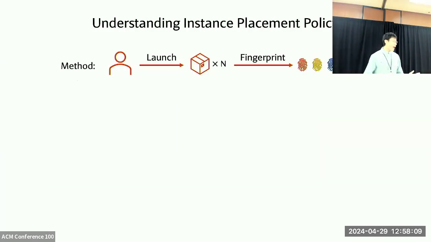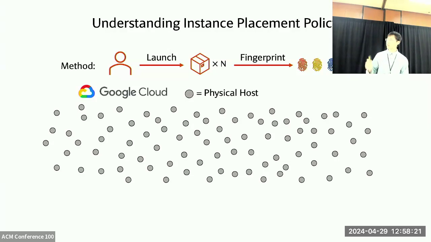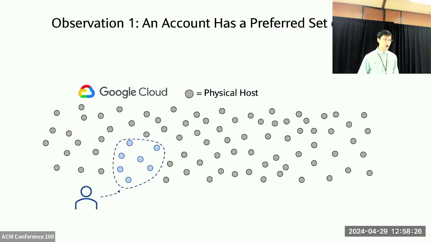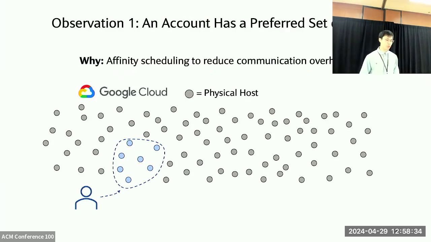So with these accurate fingerprints, we can now understand how containers are scheduled. And recall that the approach is to launch many containers and record the fingerprints of the hosts that run these containers. Here I'm going to summarize my observations. And here each circle represents a physical host. My first observation is that for containers that are launched by the same account, Google Cloud always prefers to schedule them to a very specific set of hosts. The reason why they are doing so is likely due to affinity scheduling. Basically, they want to group containers that may communicate with each other onto the same host to reduce the communication overhead.